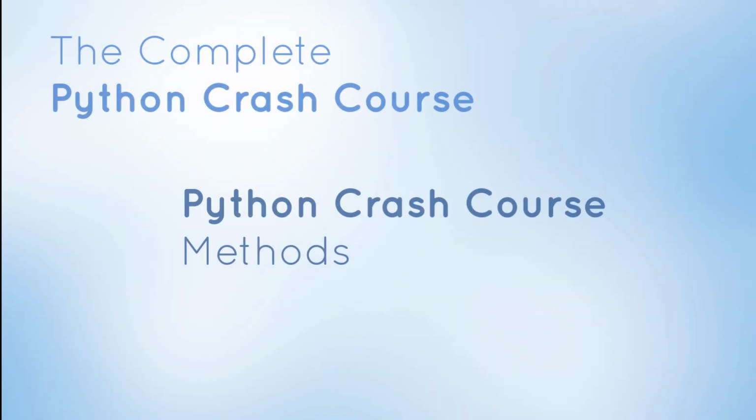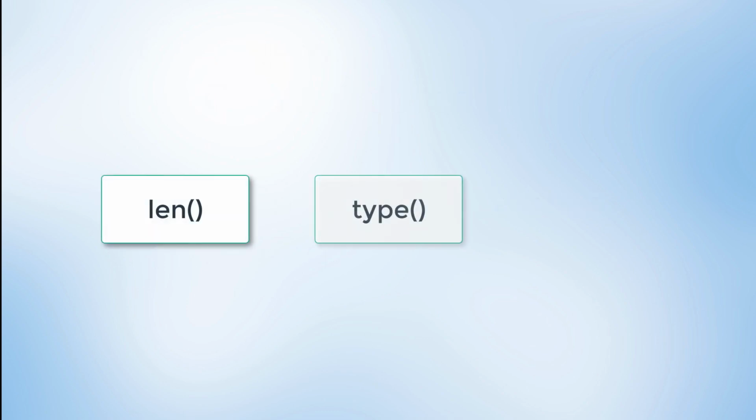Hope you're doing well. In this video, we'll be looking at built-in methods. Previously, we've looked at built-in functions. Functions like length, type, and print. All of these are functions. They accept an argument or arguments inside of their parentheses. How is a method different from a function?